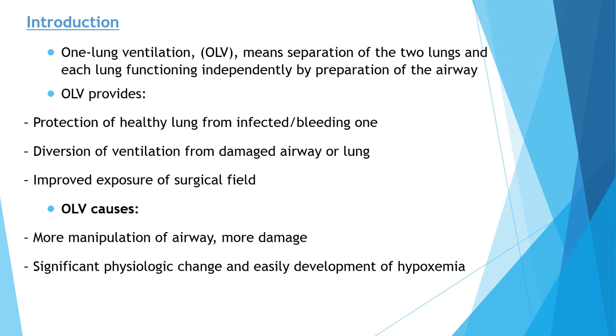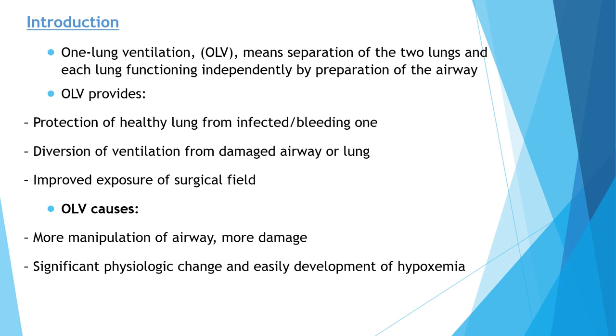What is the introduction to one lung ventilation? One lung ventilation means separation of the two lungs, with each lung functioning independently by preparation of the airway. This is the definition of one lung ventilation. One lung ventilation provides protection of the healthy lung from the infected or bleeding one. There could be a problem with the other one. So protection of the healthy lung from the infected one.